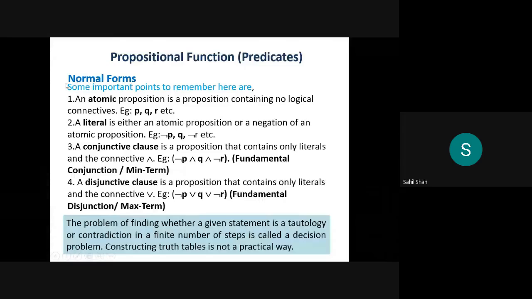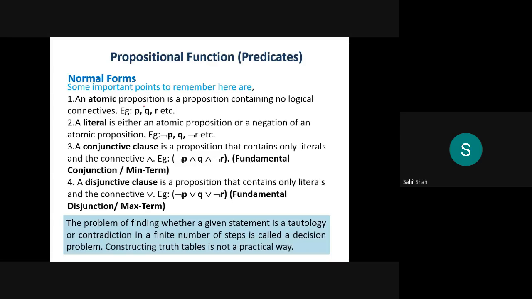Okay. So before we get to know about the normal forms, let us go on and check out. Let me pick out the pen. So if I talk about normal form, before that one should know what we mean by an atomic proposition.